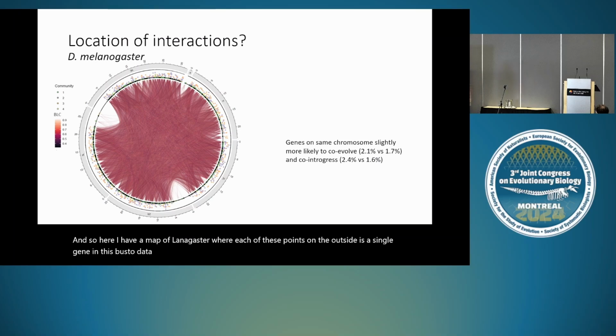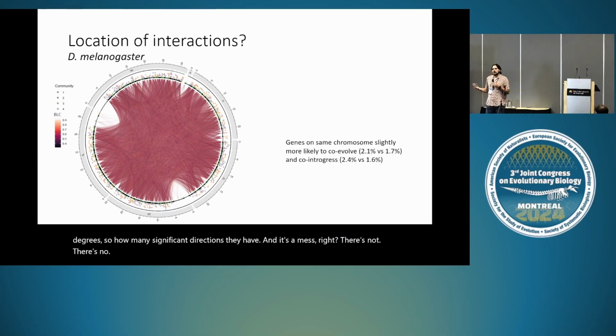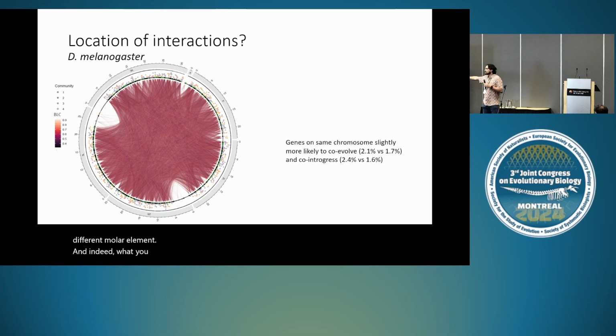They're colored by their communities. Their heights are relative to their degree, so how many significant interactions they have. And it's a mess, right? There's not a super clear pattern here. Importantly, there's no enrichment of any of these communities within each of the chromosomes, right? You don't see a pattern where if you're in some community, you're also maybe located somewhere. That was the other thing that I thought of, like, oh man, we have 4 communities and there's 5 Muller elements, so maybe if we just drop one, they all just cluster to different Muller elements. Nope. And indeed, what you find is there is a slight increase of the significance of an interaction if you are on the same chromosome.